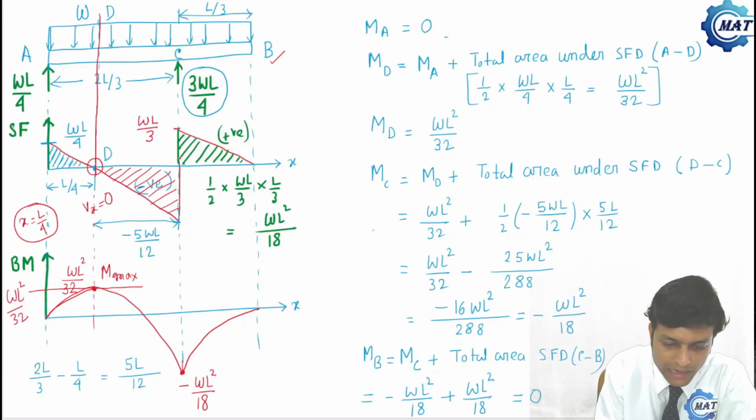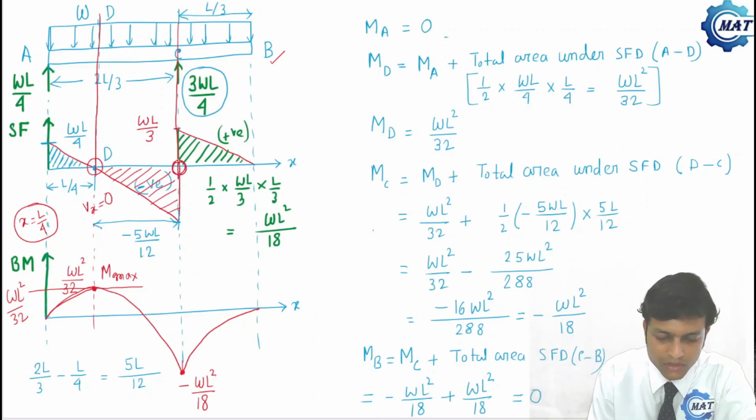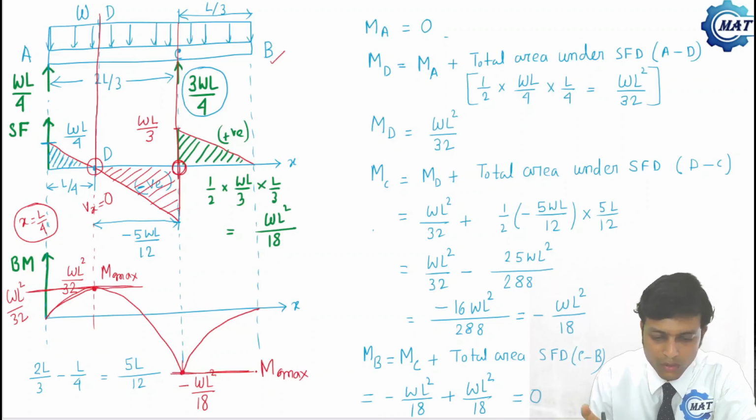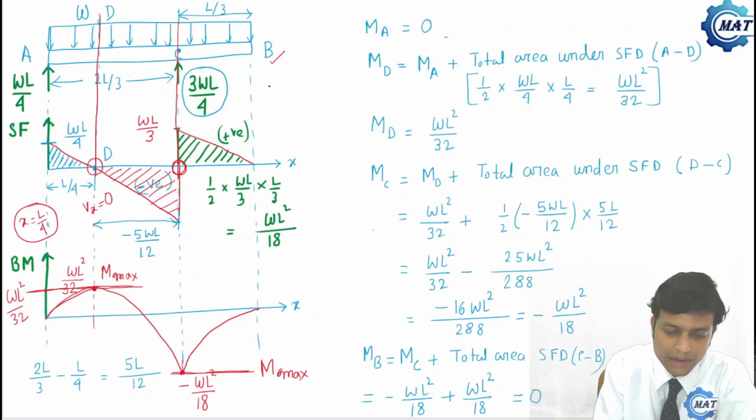Another point, at x equal to 2L by 3, here also shear force is 0. This is the shear force 0 value. And here also we got maximum bending moment. This is another maximum bending moment. So one is a positive value of bending moment, one is a negative value. So we have noted that where Vx is 0, the bending moment is maximum.